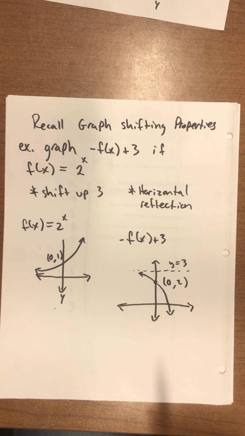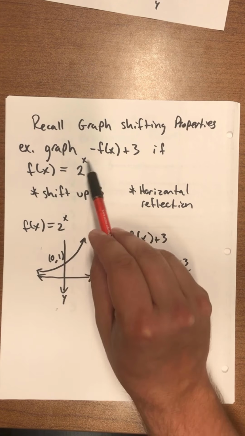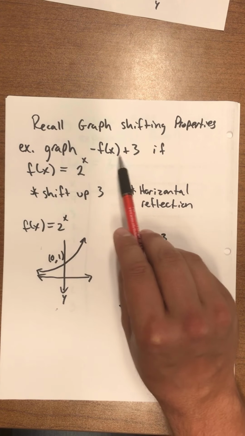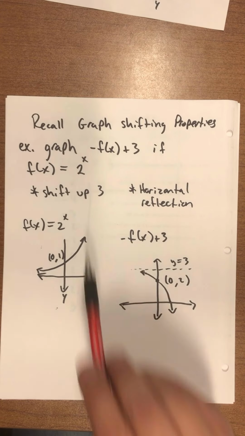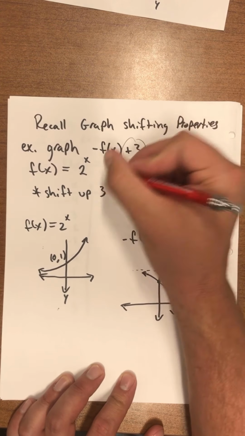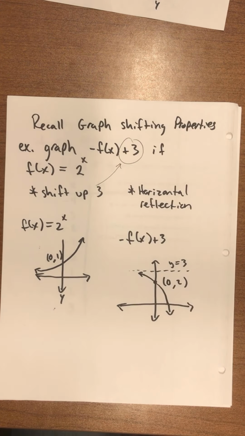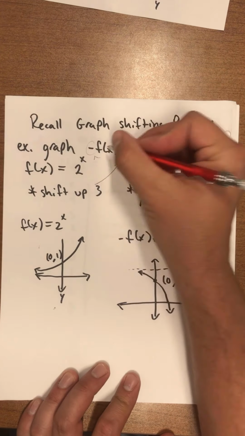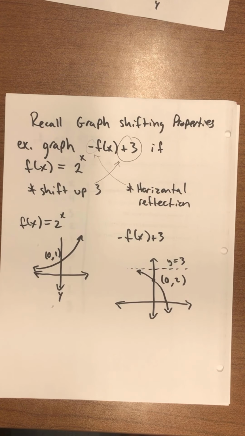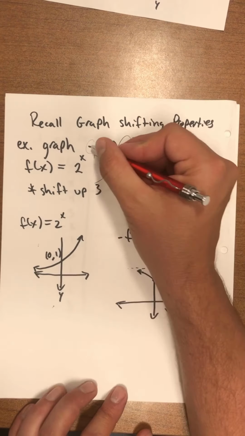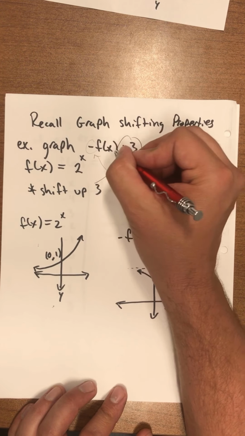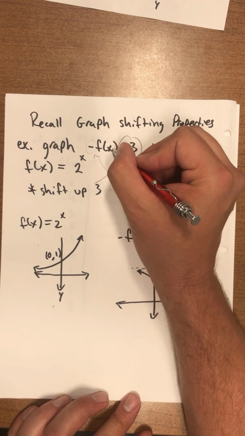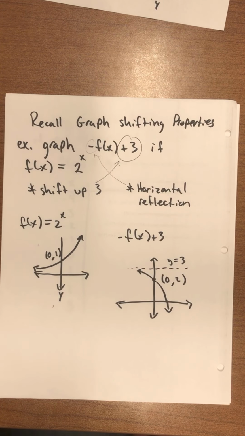So here's an example. If the function is 2 to the x, we need to graph negative f of x plus 3. So this plus 3 is a vertical shift of 3, and the negative out front here gives us a reflection across the x-axis, because negative f of x is the same thing as saying negative y. The opposite of the y values would flip the graph over the horizontal.